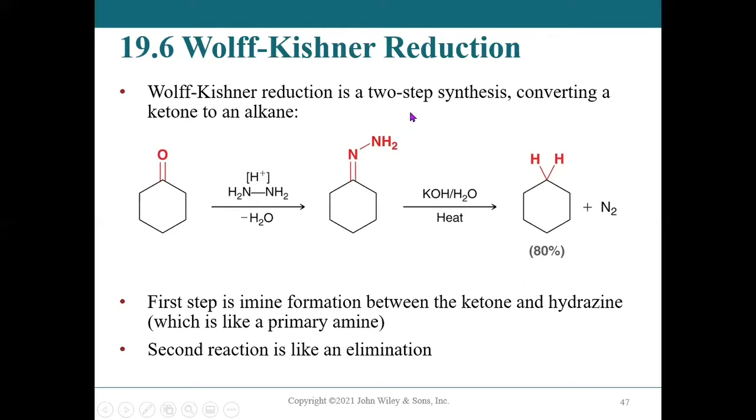Wolff-Kishner reduction is a two-step synthesis converting a ketone to an alkane. So we can see here this ketone, using, for example, hydrazine, produces this imine, then reacting with some base produces this alkane. The first step is the imine formation between the ketone and hydrazine, which is like a primary amine. The second reaction is like an elimination.